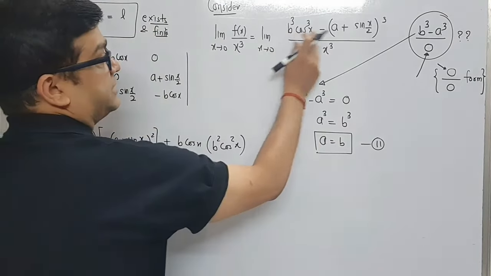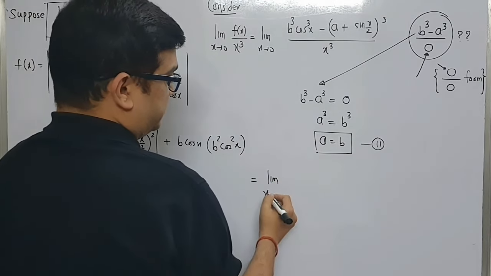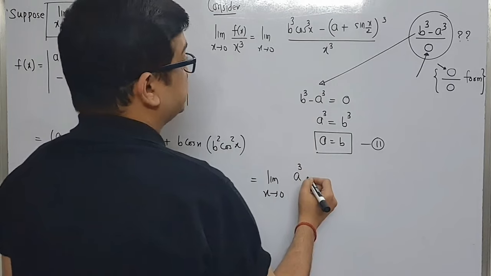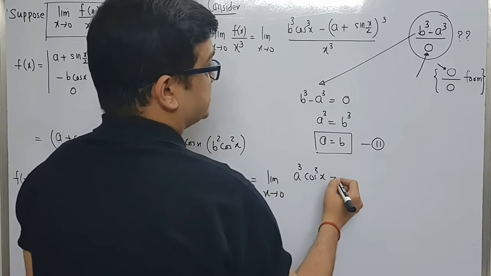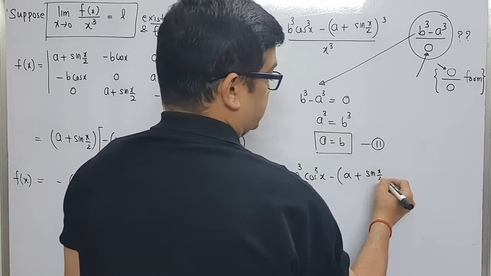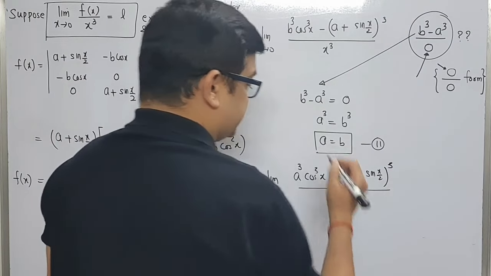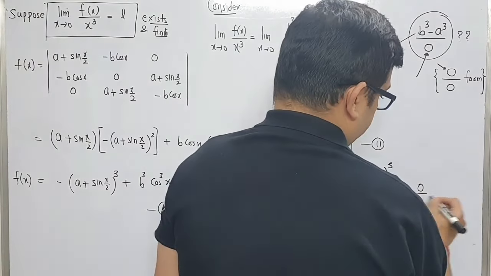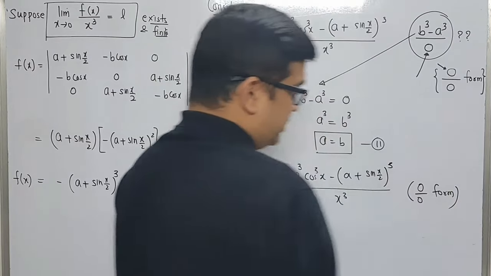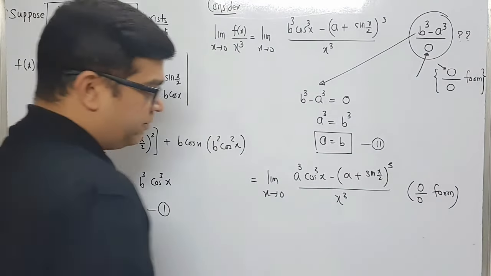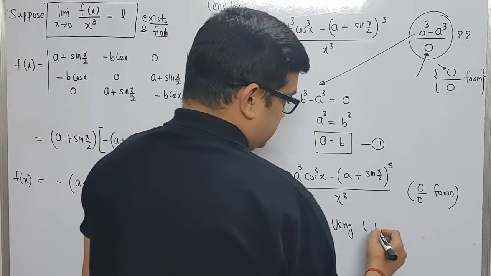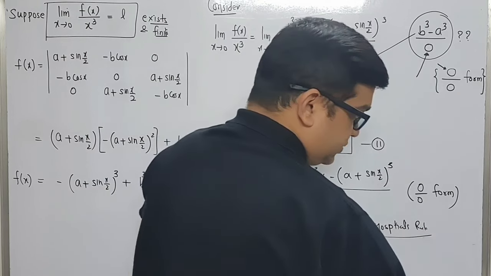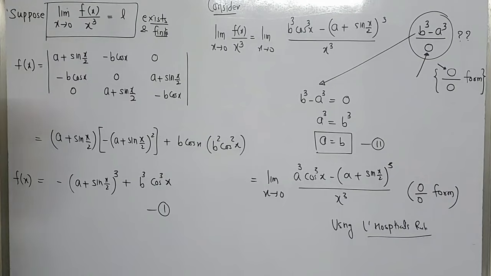So if a equals b, I can put it over here, and this limit will become limit as x tends to 0. b cube is replaced by a cube. So it is a cube cos cube x minus (a plus sine x by 2) the whole cube divided by x cube. Now if you do oral calculation, this will be in 0 by 0 form. Now if the limit is in 0 by 0 form, we can apply L'Hopital's rule, right?